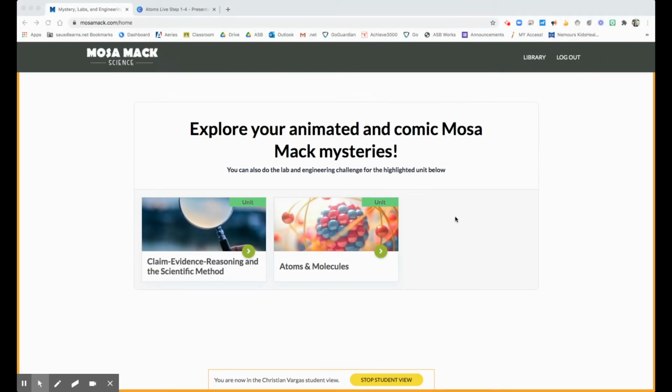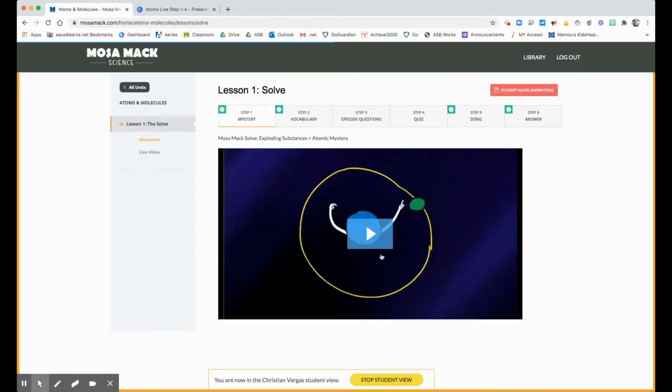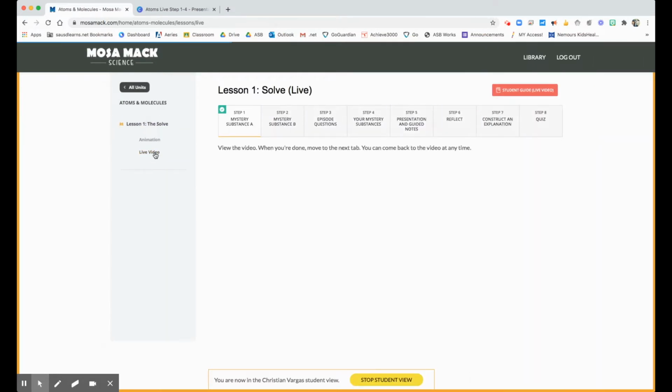All of your Mosa Mack units that we have so far. We're going to go into the atoms and molecules unit. Click the green arrow, and it will take you to lesson 1, animation, but we already completed all of the animation. Today we are going to work on the live video. So today we're going to go through steps 1, 2, 3, and 4.